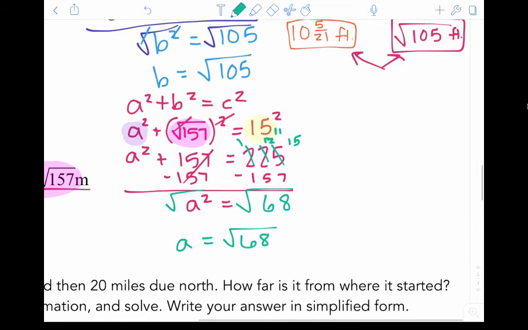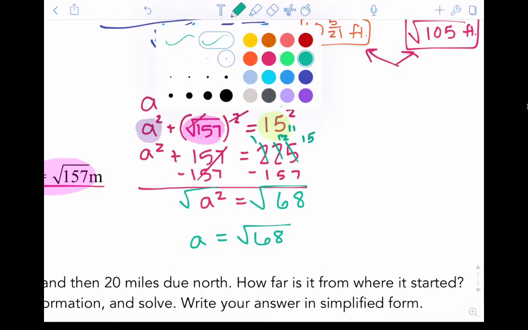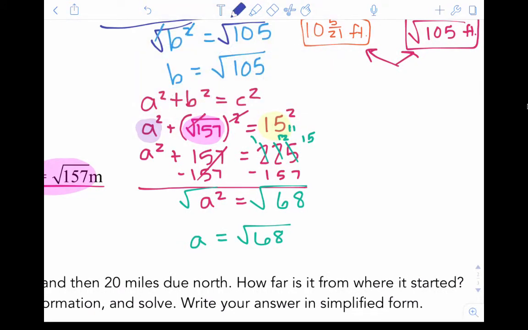So now I need to come over and I need to estimate my answer. So to estimate it, I'm going to start with square root of 68. Well, I know that that's between square root of 64 and square root of 81. Square root of 64 is 8. Square root of 81 is 9. So that means that this number is between 8 and 9.